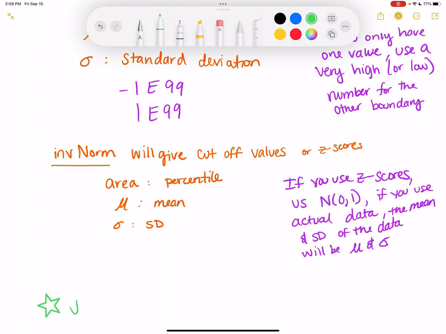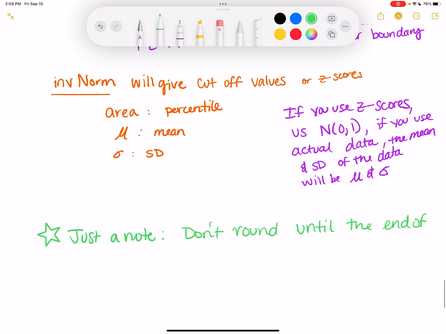So just a note, I kind of said this earlier, don't round until the end of a problem. Let your calculator keep all the precision.